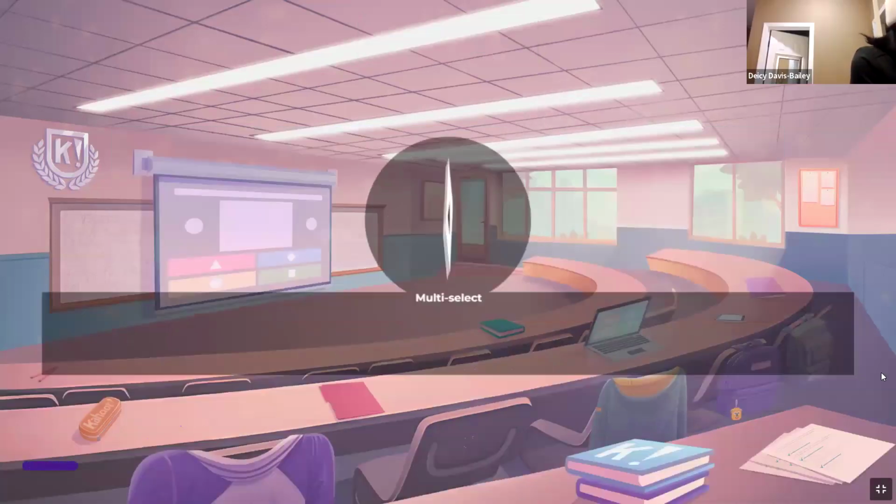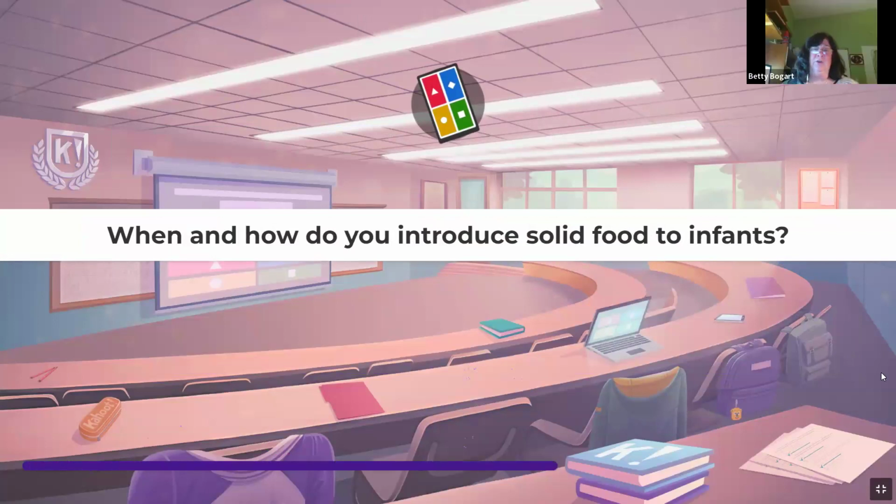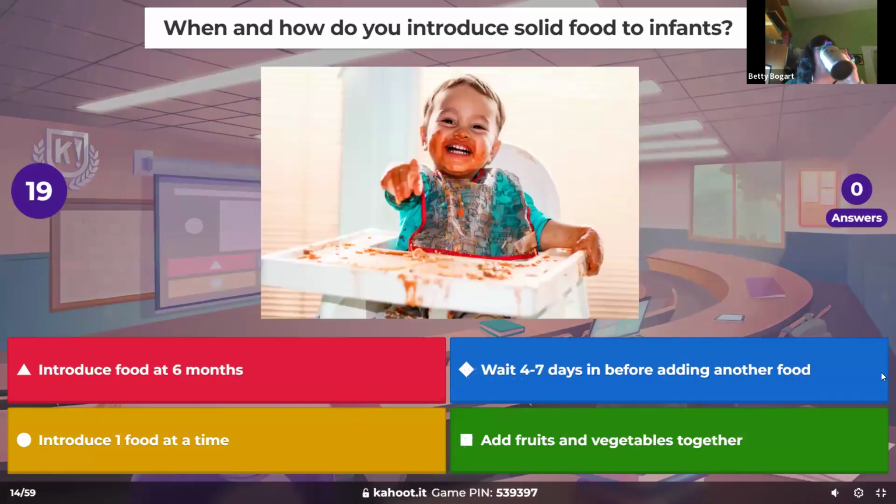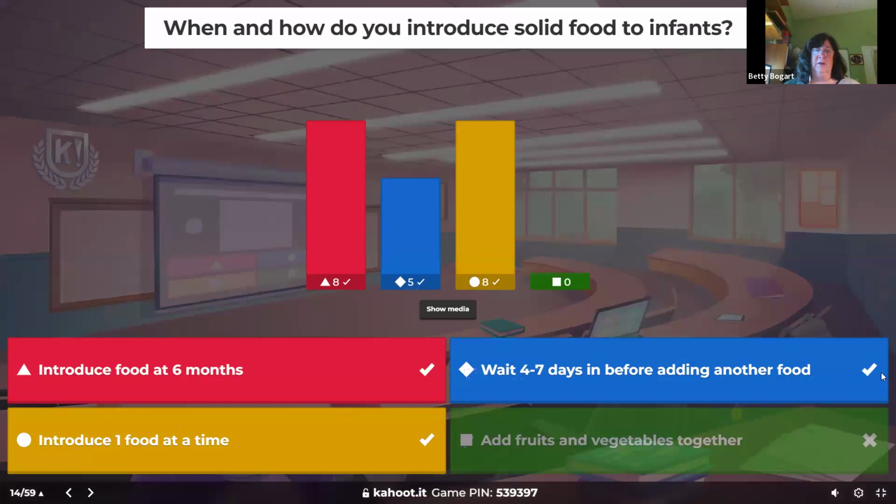When and how do you introduce solid foods to infants? You know, that picture looks like my kids at the end of eating dinner. I used to let them go to town. They used to have so much fun. So you introduce them at 6 months, one food at a time, and wait 4 to 7 days in between. The reason is we want to make sure they're not allergic to the food that you have just fed them. And it takes 4 to 7 days to understand that.